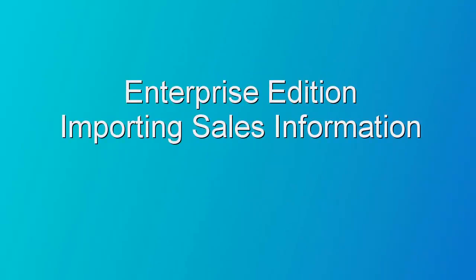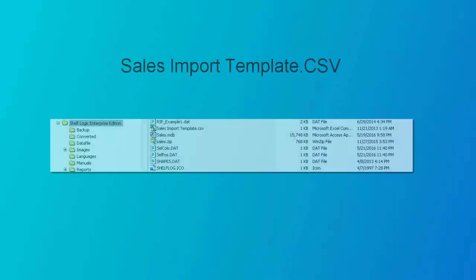The Shelf Logic Enterprise Edition can use sales data to perform extensive aftermarket analysis on your planograms. Sales data can be imported using a spreadsheet, which is included with your Enterprise Edition program. It's called SalesImportTemplate.csv and can be found in the Shelf Logic Enterprise Edition folder.